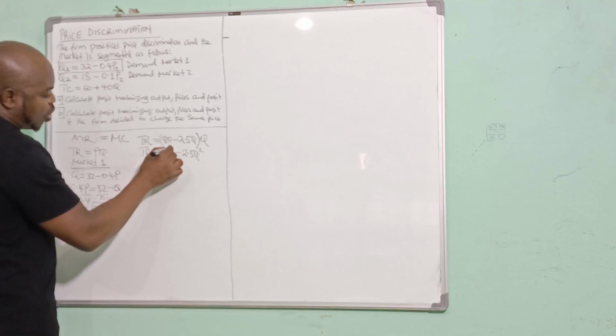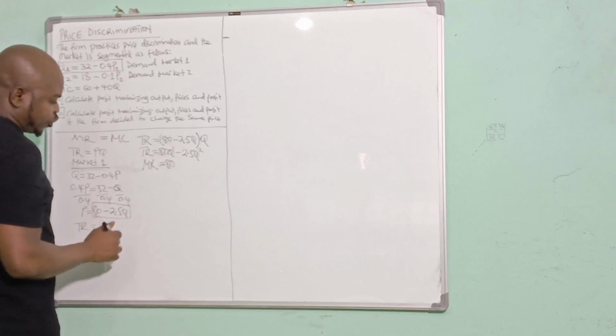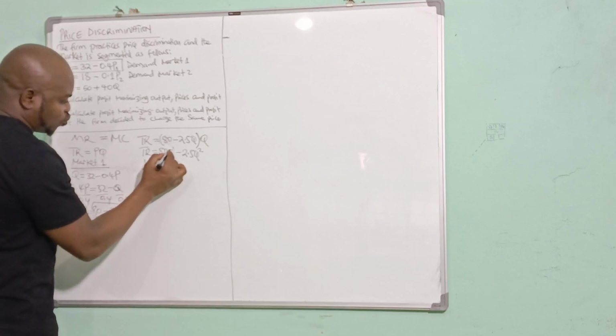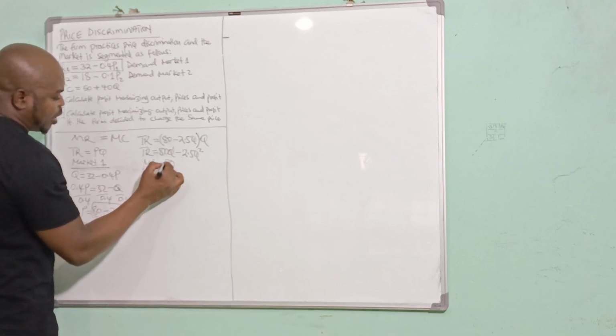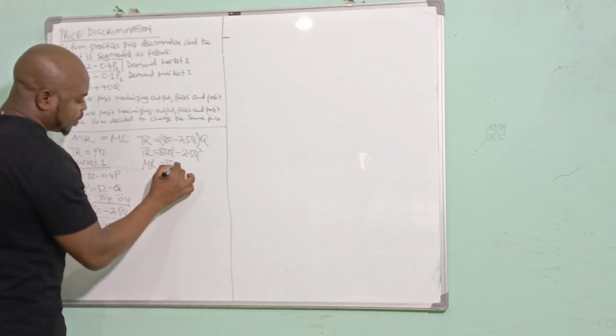And then this power 1 minus 1 is 0. Anything raised to the power 0 is equal to 1. So this Q will become a 1. When it becomes a 1, 80 multiplied by 1, it will just mean 80.